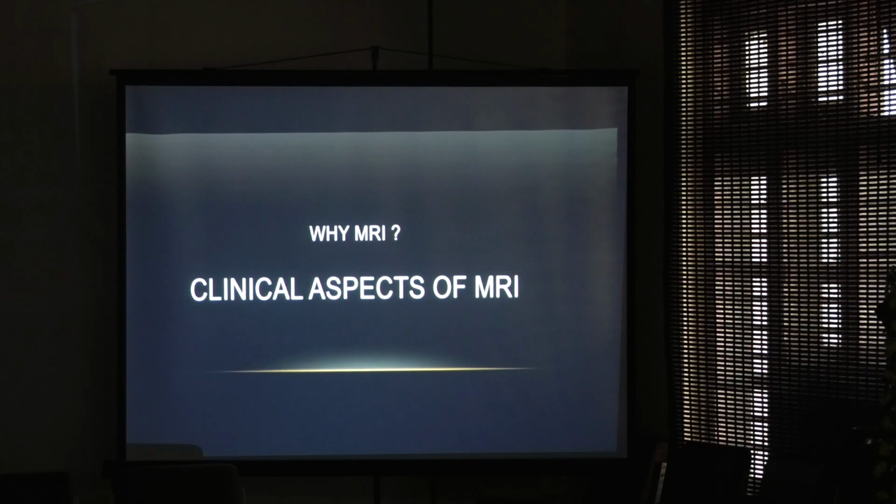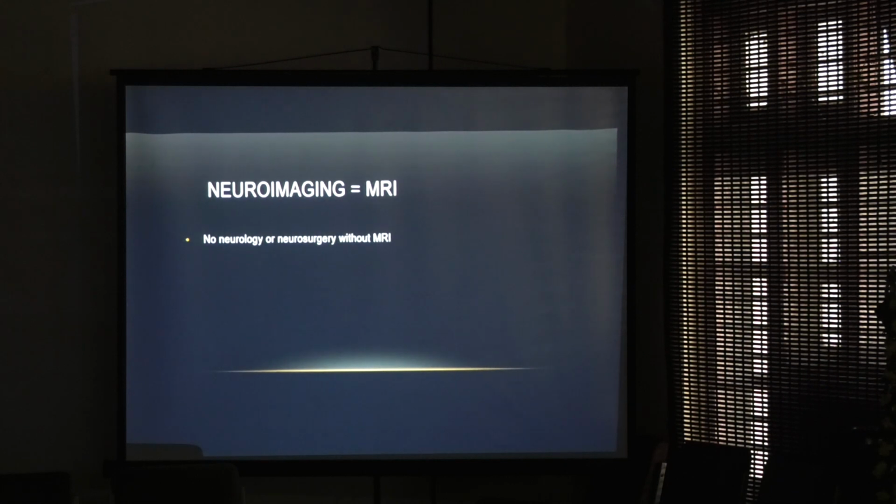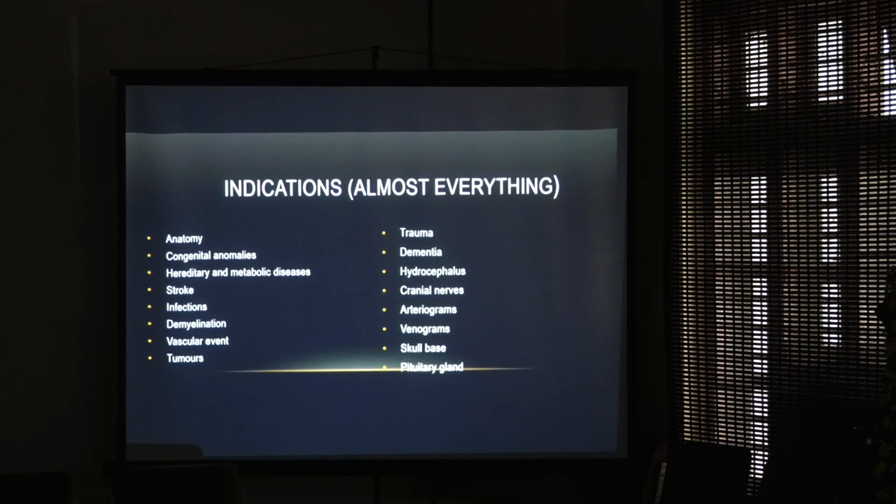So, last aspect, why MRI, or in other words, what are the clinical aspects of MRI? First and most important is neuroimaging. Neuroimaging is equal to MRI. No neurosurgery, no neurology without MRI. Indications, what not? Anatomy, anomalies, metabolic diseases, stroke imaging, infections, demyelination, tumors, trauma, dementia, hydrocephalus, everything.